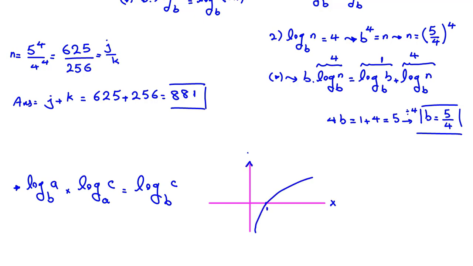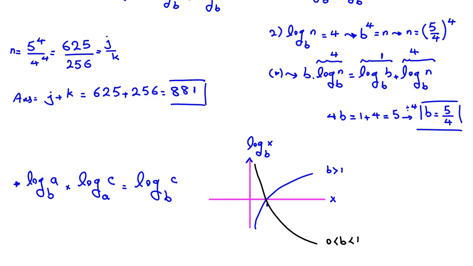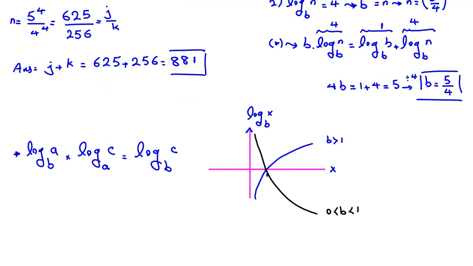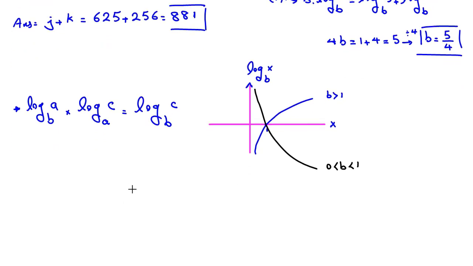If we have, for example, log base b of x, we have two types. This one is for when b is greater than 1, and the other case is when b is between 0 and 1. b cannot be negative, and b cannot be 1. The opposite of this is the exponential function. The exponential function is the inverse function of the logarithm.